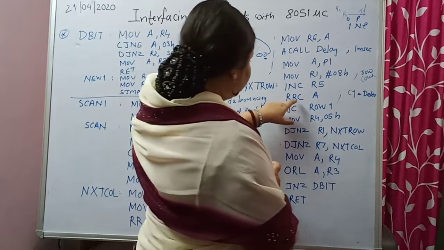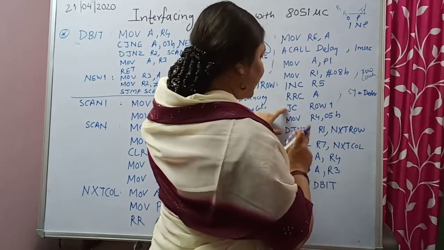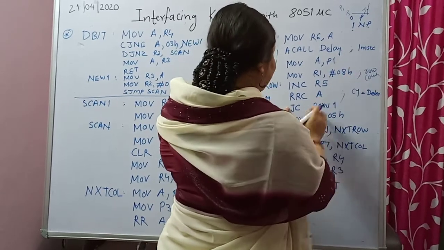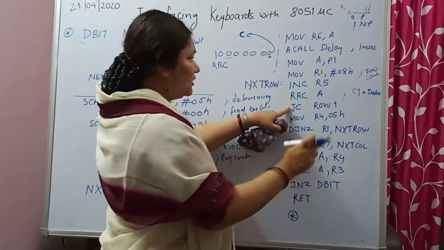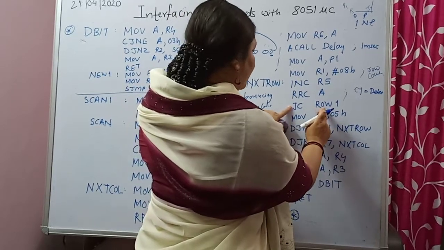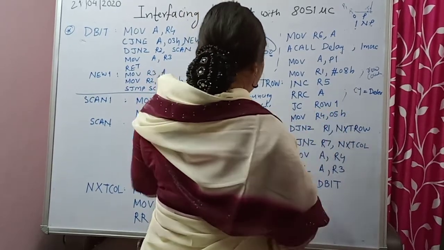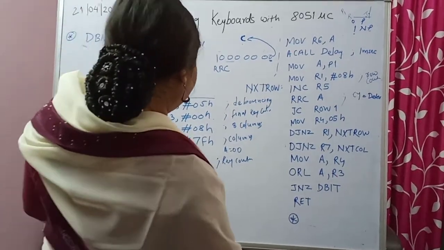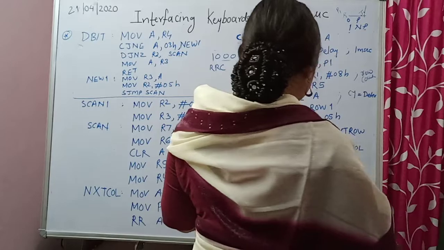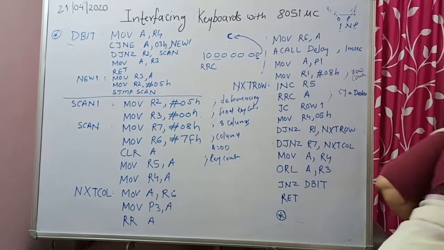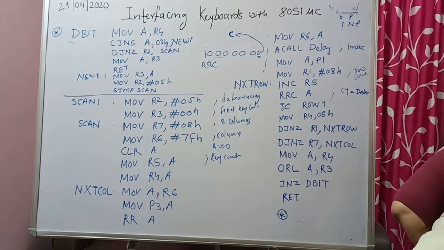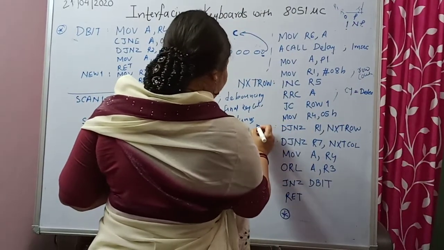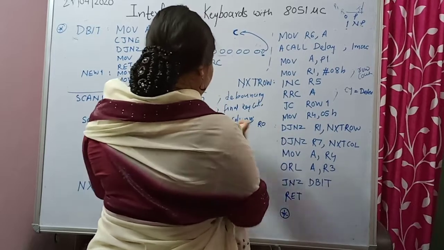So suppose there is carry, that means the key is not pressed. Where will it go? It will go to the routine ROW1, row 1. Now where is row 1 written? Row 1 should have been written over here.